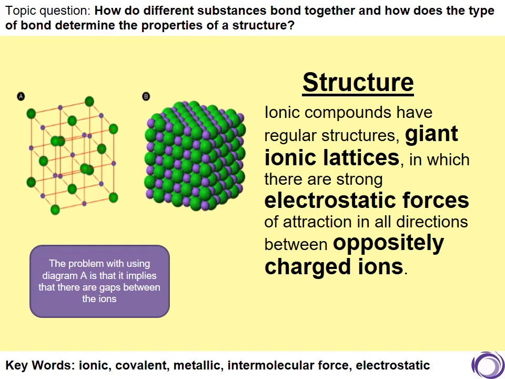Here we have two diagrams that are often used to represent ionic compounds. Sometimes you may be asked what the problem with using such simplified models is. With the diagram on the left, this would imply that there are gaps between each of the ions. This is incorrect. The ions will always be touching in all directions. So the giant ionic lattice has strong electrostatic forces of attraction in all directions between the oppositely charged ions.